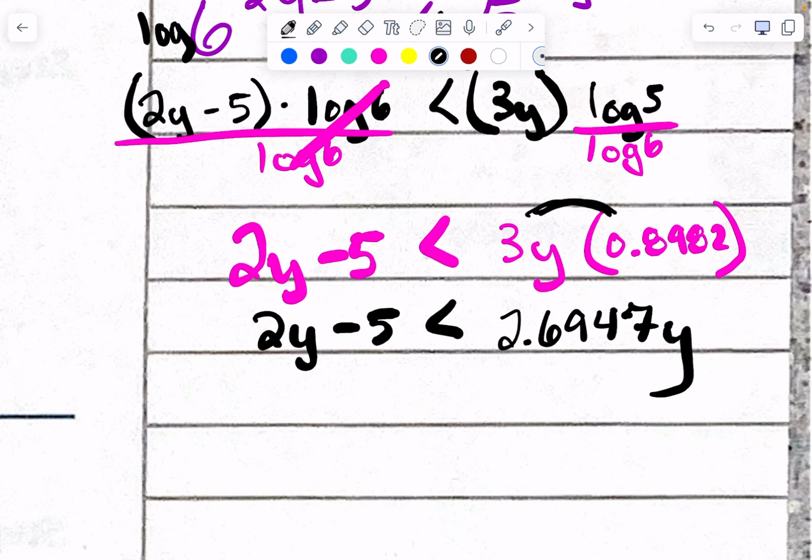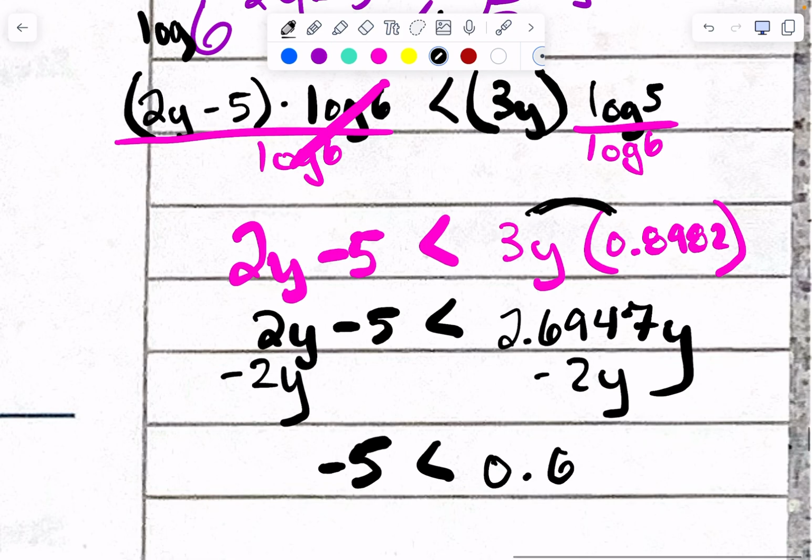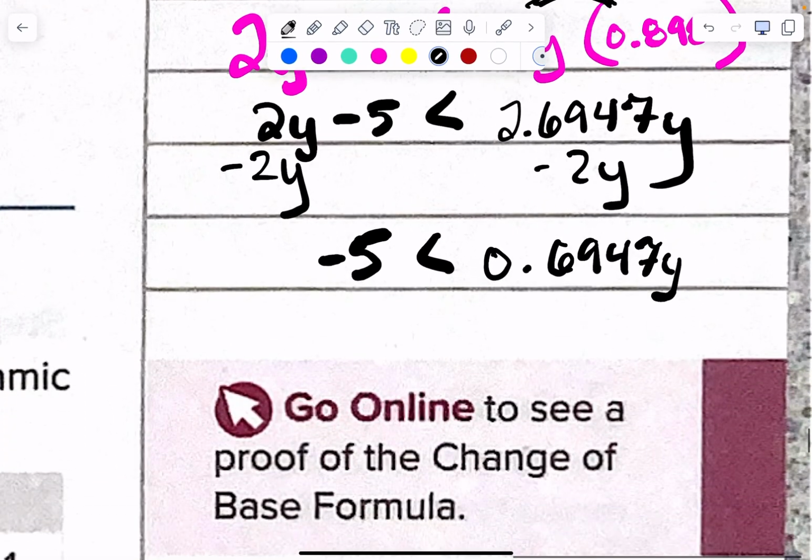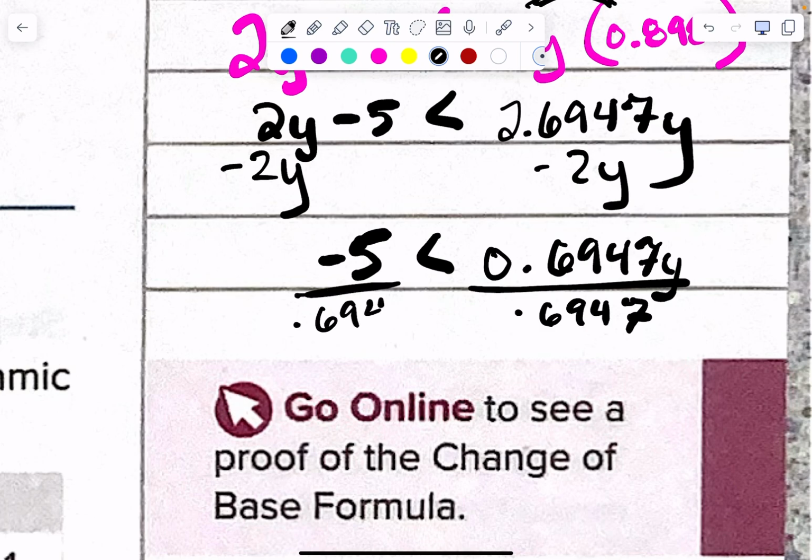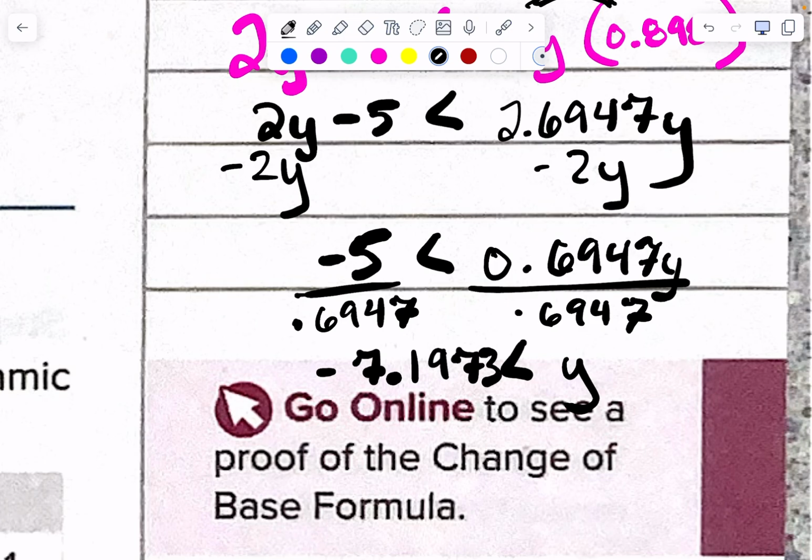Subtract 2y over. I like that idea. Subtract 2y. Negative 5 less than 0.6947y. Okay, if we subtract the 2y. And then divide by the 0.6947. So y is greater than approximately negative 7.1973. There you go. Wacko.